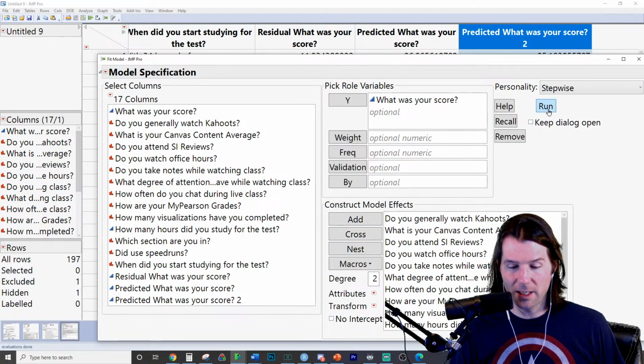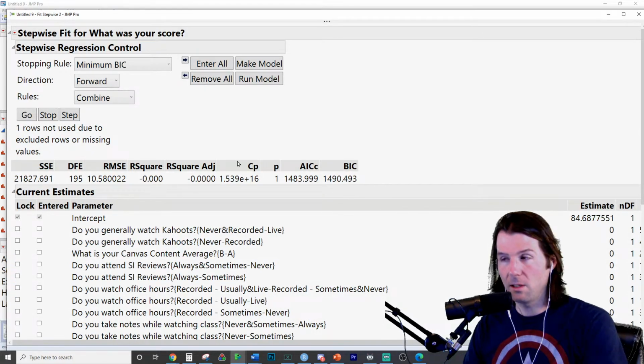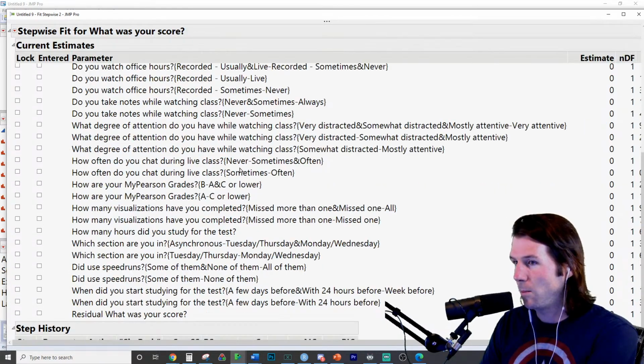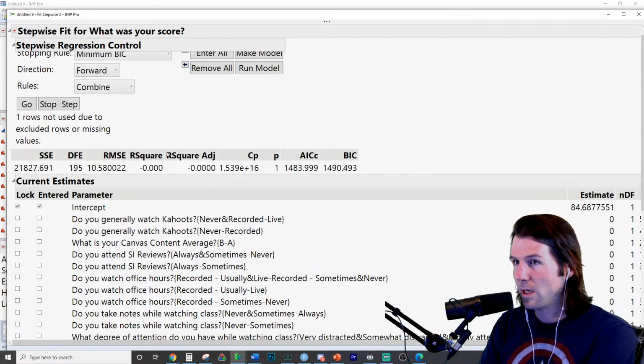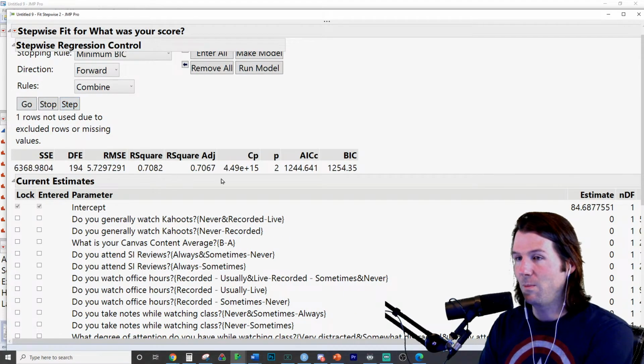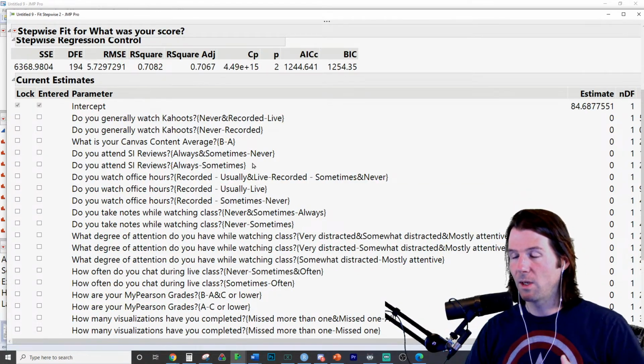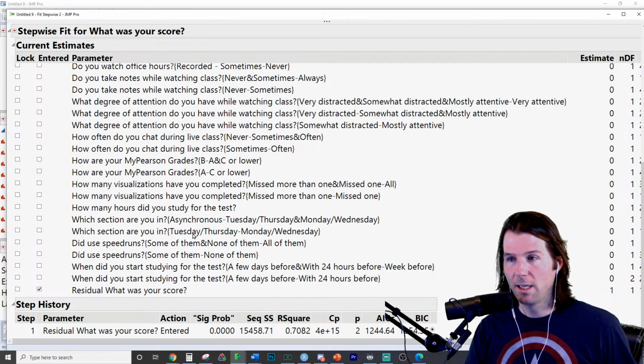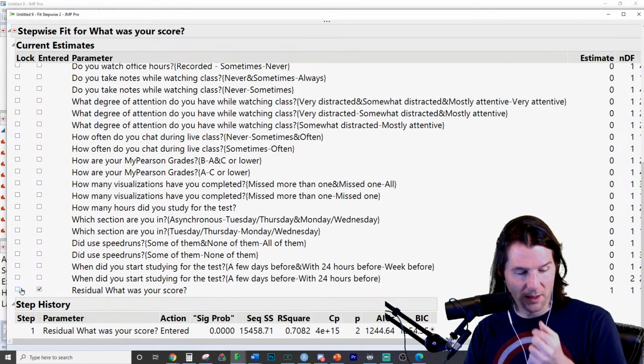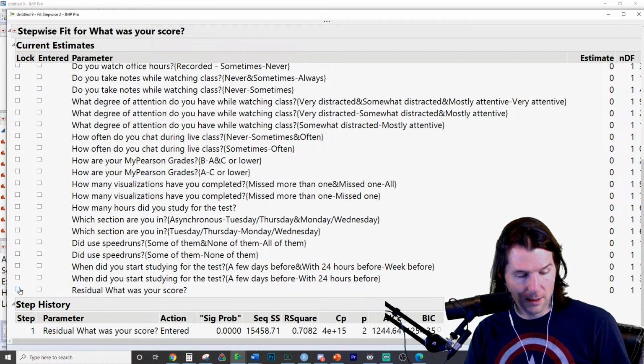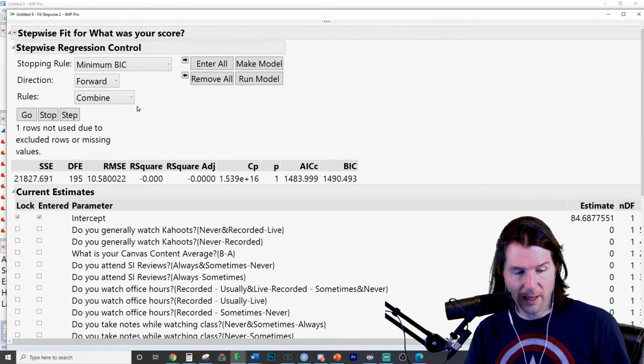And when I do a stepwise model, JMP is going to look at all of these variables and say which variable helps the most. So when I hit step, it basically walks a variable into the model. It's like, what is the best variable? And it found, oh, you see, we left the residual in there. Let's lock this so it can't put that in, because that was by accident.